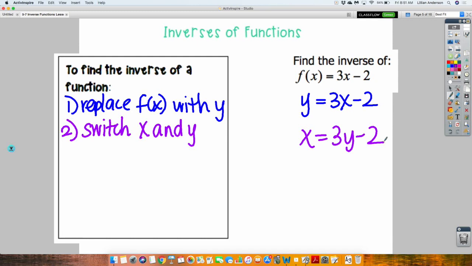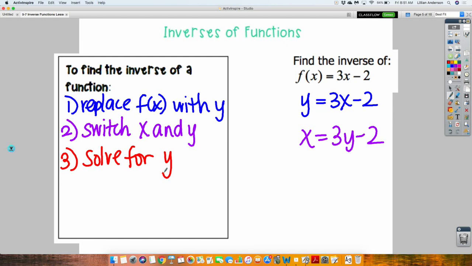Okay? This is how we find the equation of the inverse when we're given an equation. So when we're given points, it was simple. We just switch the points. But when we're given an equation, we do have to go through a few steps, okay? So everyone's good? All right. Now our third step, we need to use our algebra skills and we need to solve for y.